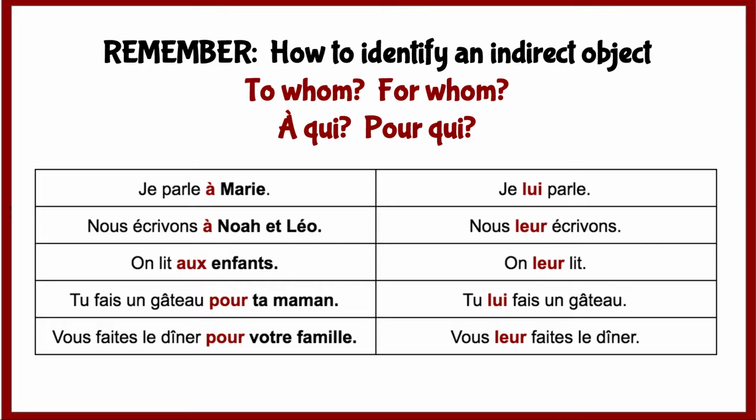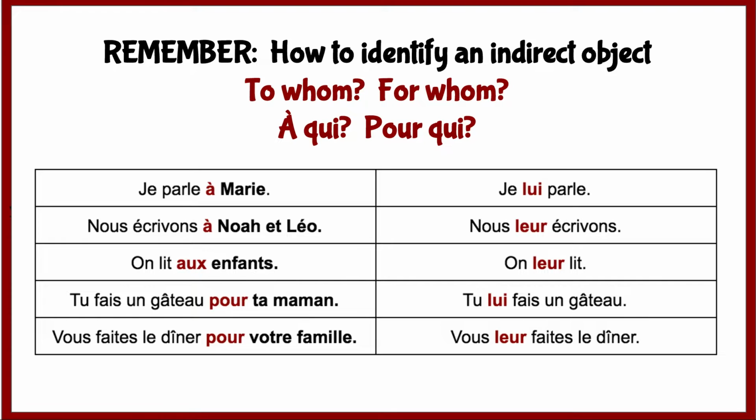Je parle à Marie. So, since we have à Marie, je lui parle. Well, that makes sense. I am speaking to Marie. We have that word to in English. Okay, nous écrivons à Noah et Léo. We are writing to Noah and Léo. Nous leur écrivons. On lit aux enfants. We're reading to the children. On leur lit.